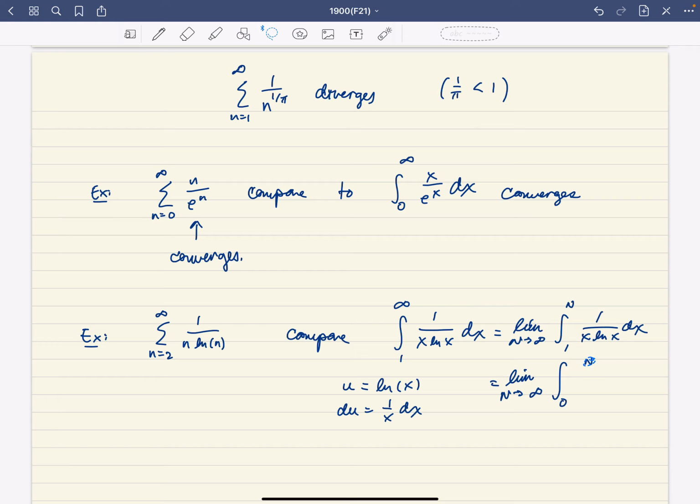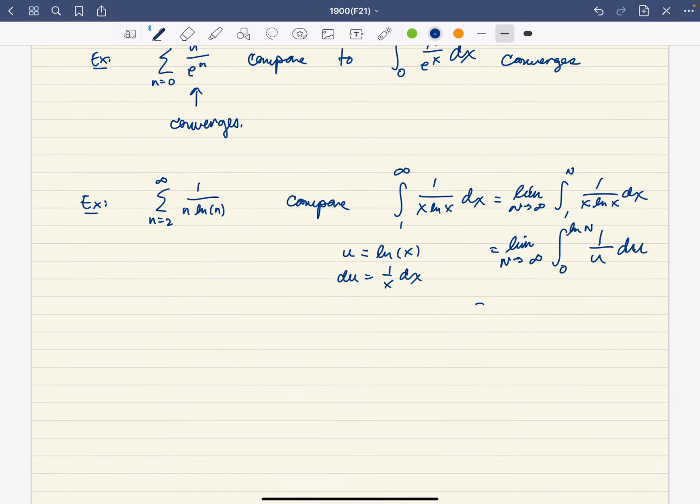So when x is 1, u is 0, I'm going a little quick here. And when x is n, u is the natural log of n. And this is going to be 1 over u du. And it turns out that this is going to be the limit as n goes to infinity of, let's see, the natural log of u as u goes from 0 to the natural log of n.